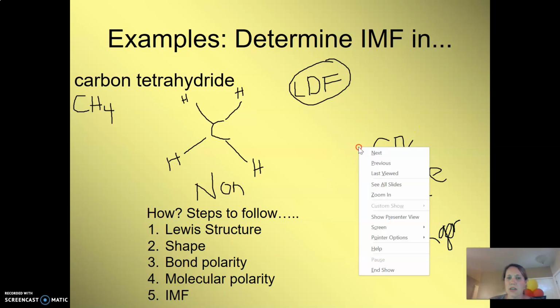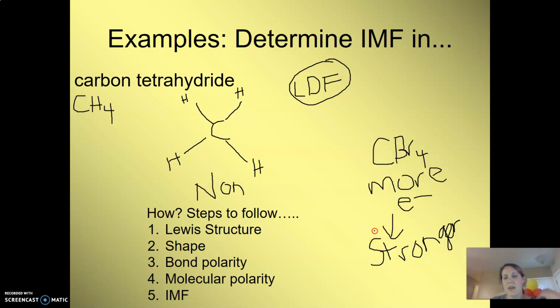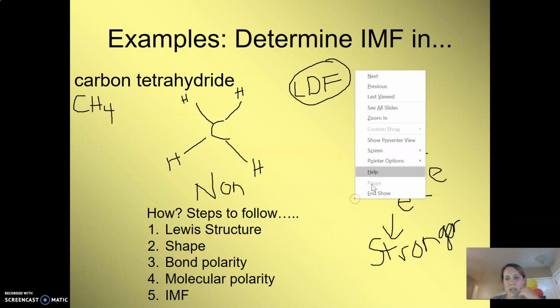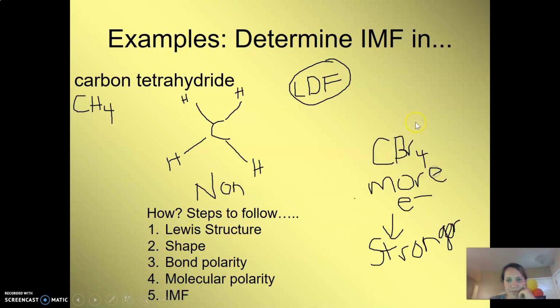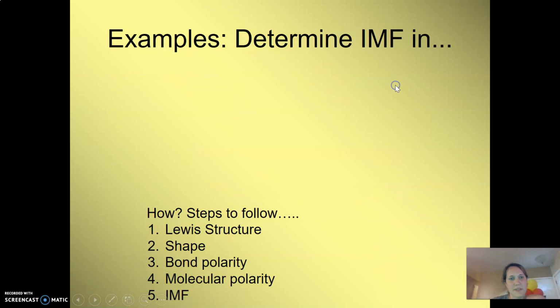And those strong charges give you different properties like higher melting points, higher boiling points, etc. Okay, so that's what we would get for this particular substance. All right, so again, you see only LDFs. Let's go to the next example. Hydrogen monobromide.